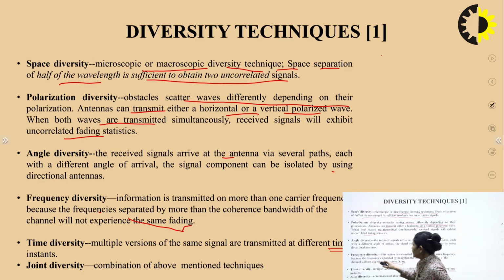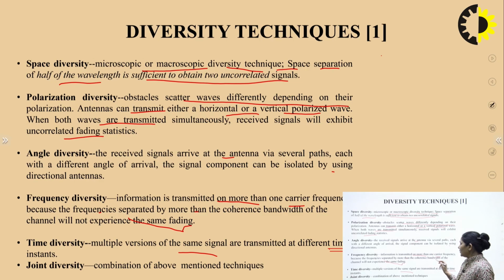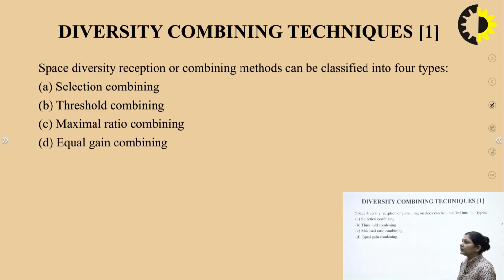In the case of frequency diversity, information is transmitted on more than one carrier frequency, because frequencies separated by more than the coherence bandwidth of the channel will not experience the same type of fading. Now, when we talk about time diversity, multiple versions of the same signal are transmitted at different time instants. So, all these are techniques of diversity, and joint diversity is a combination of any of the above. That can be polarization with space, or angle with polarization. So, these are the different diversity techniques.